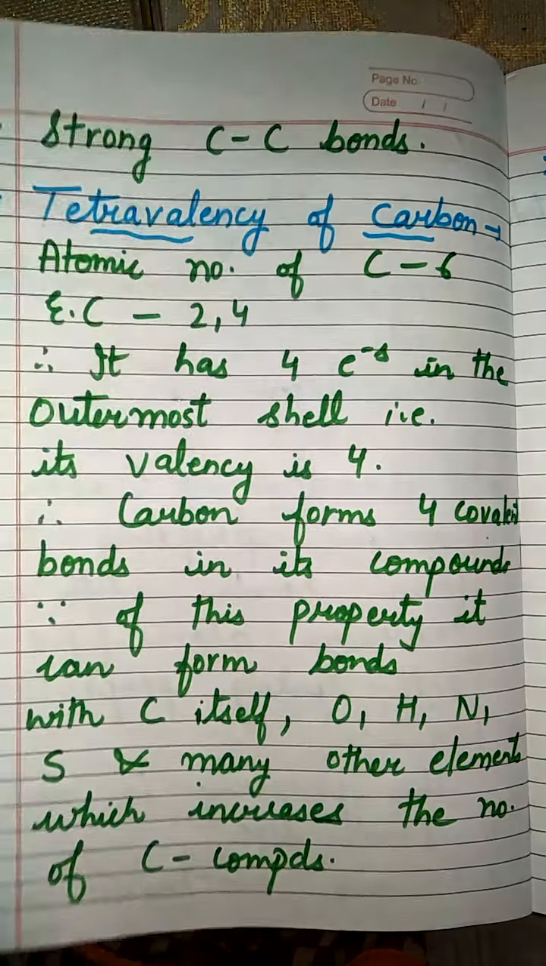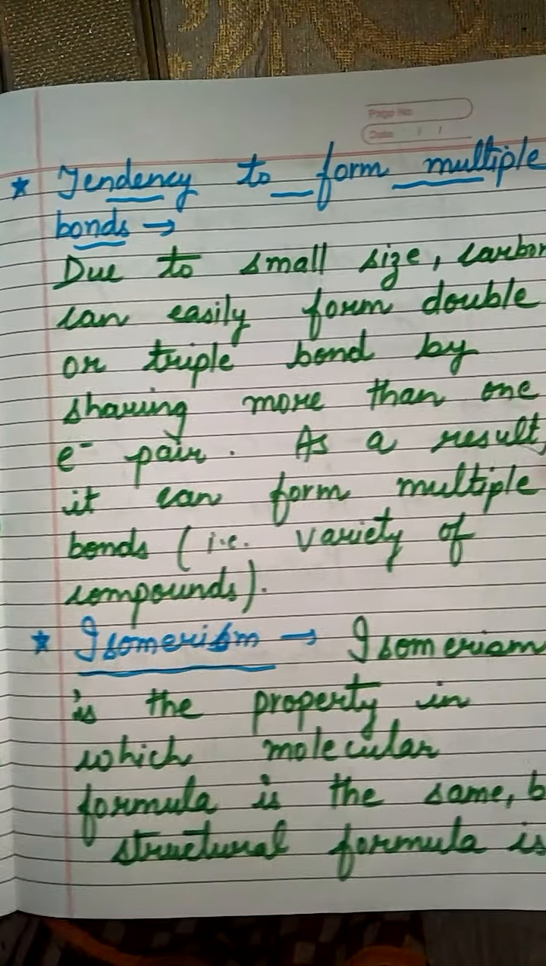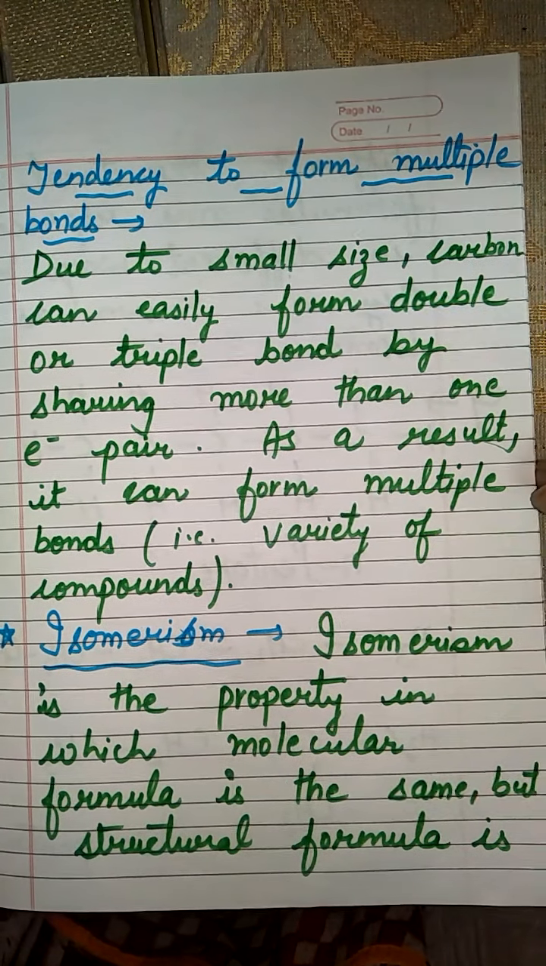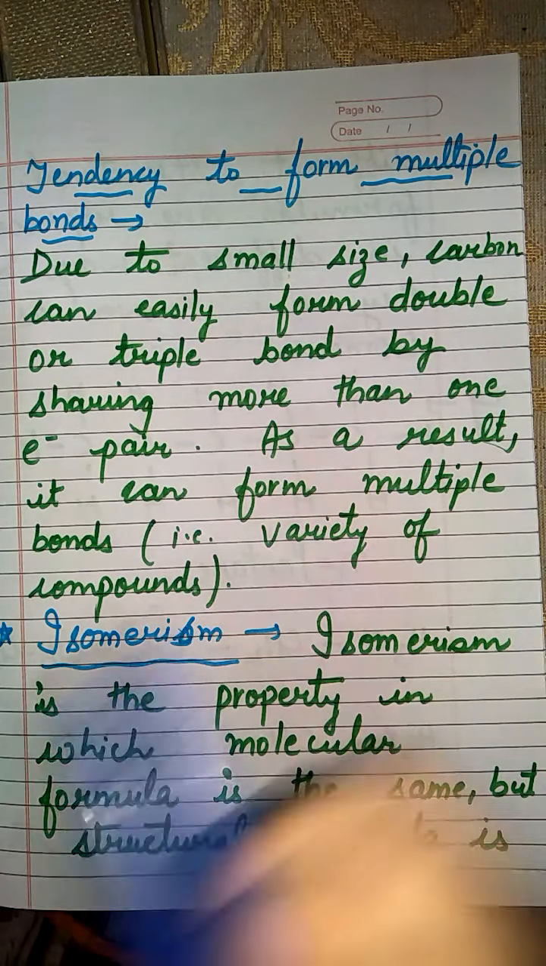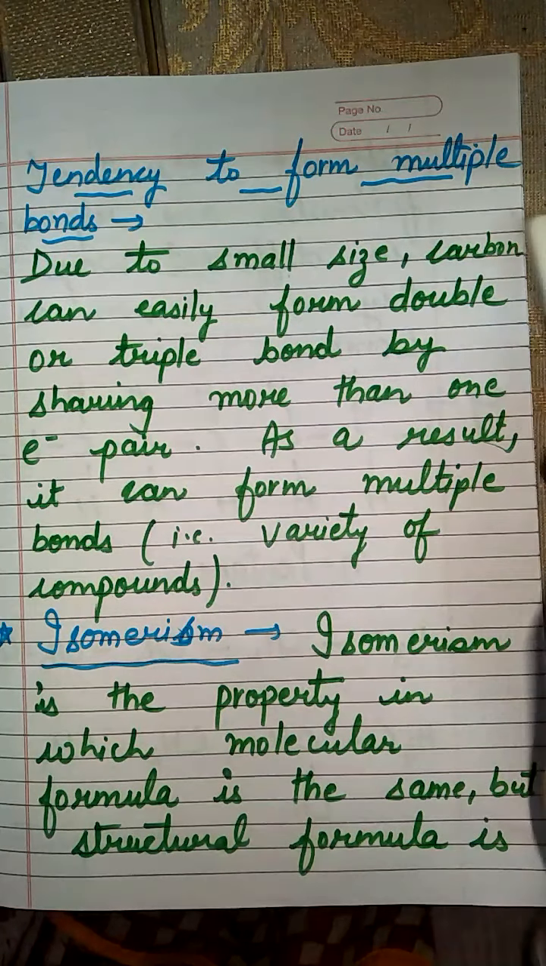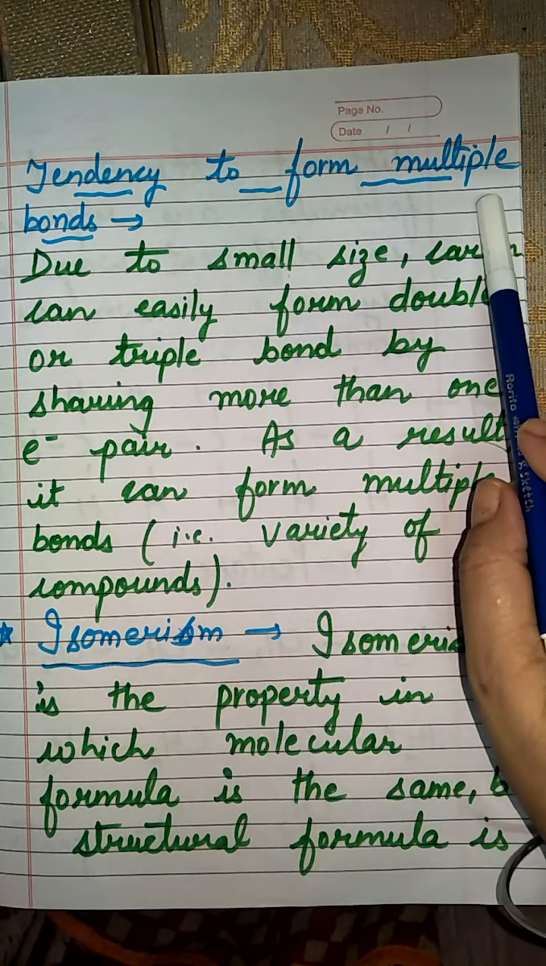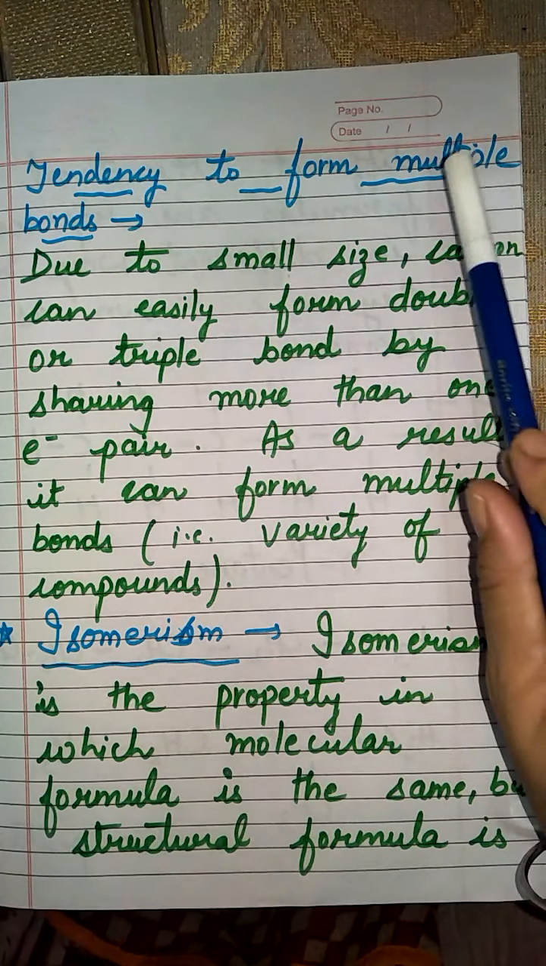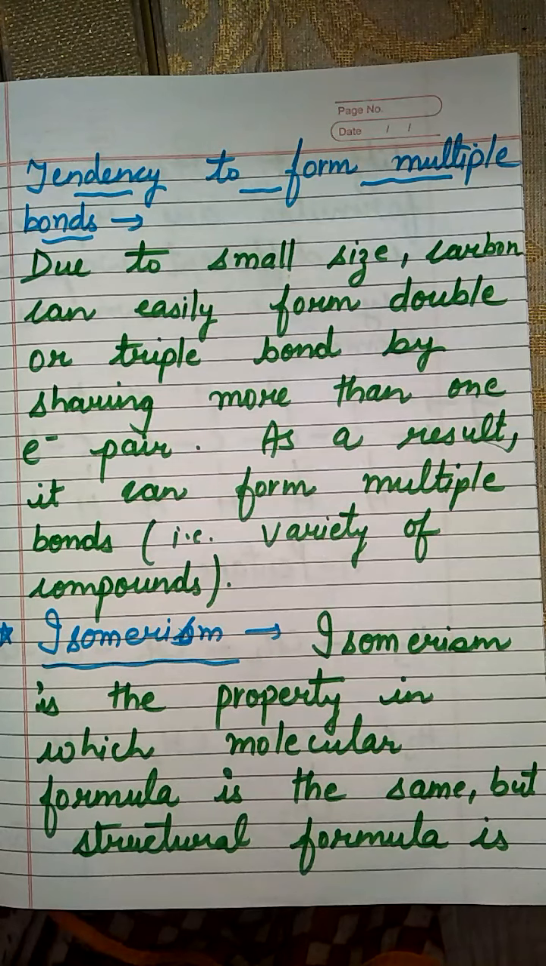Okay, then third property. What is the third property? Tendency to form multiple bonds. Carbon has the tendency to form multiple bonds. Multiple means carbon has the ability to form a single bond, a double bond, and a triple bond.